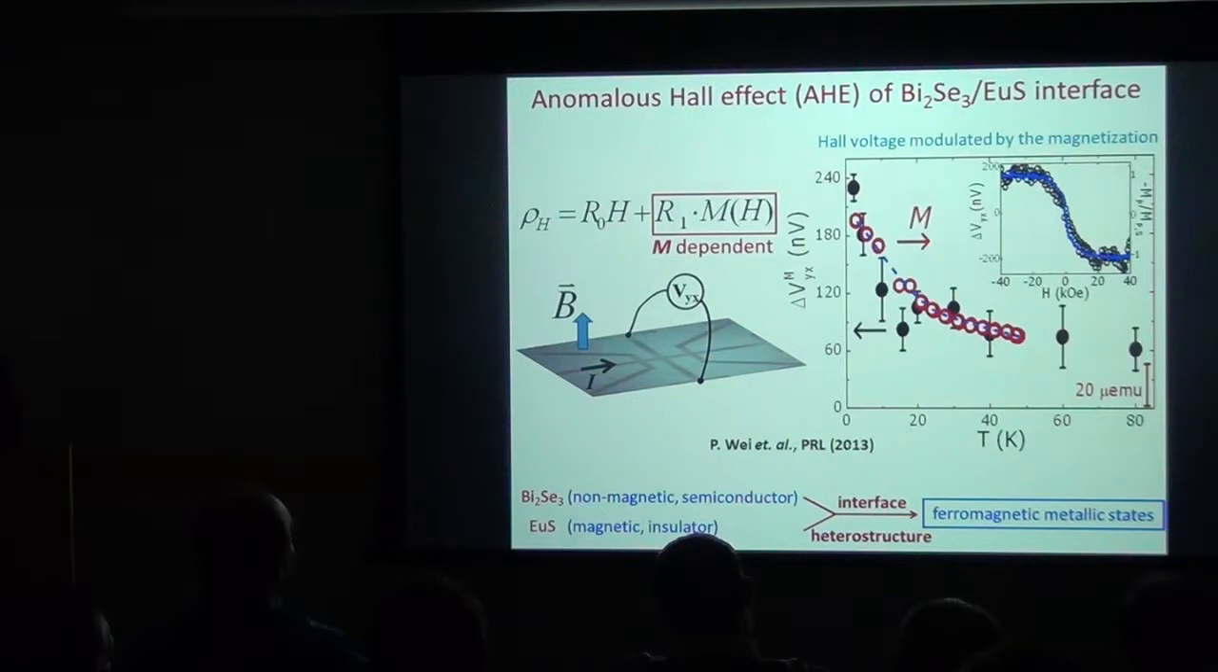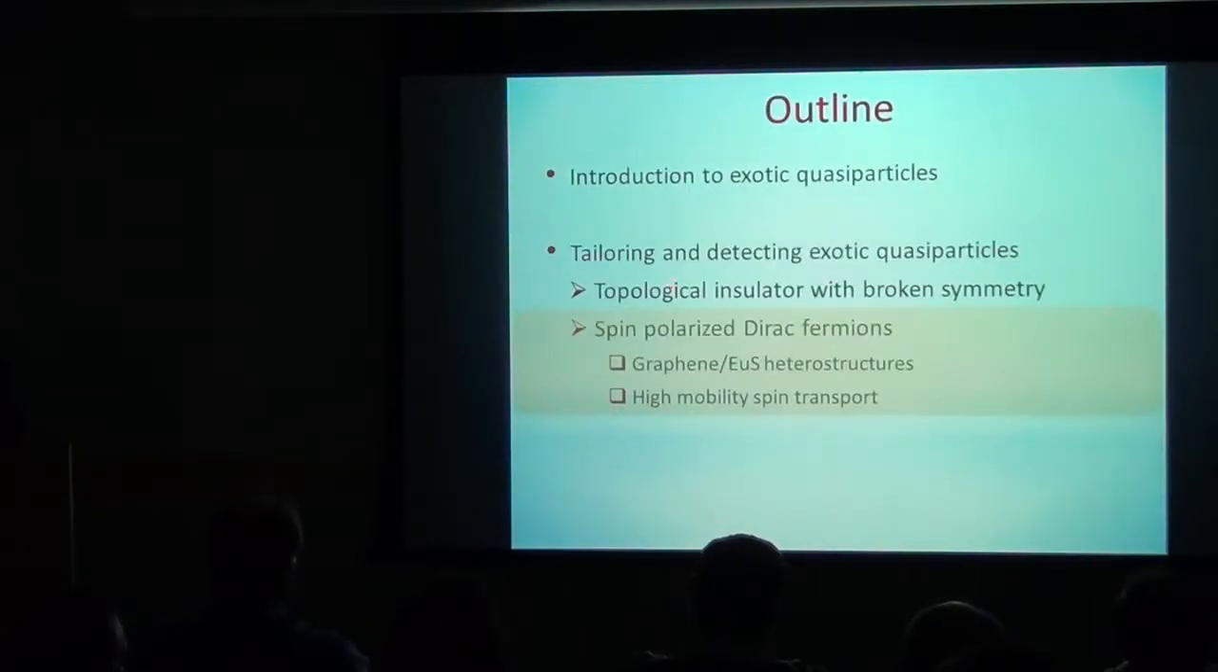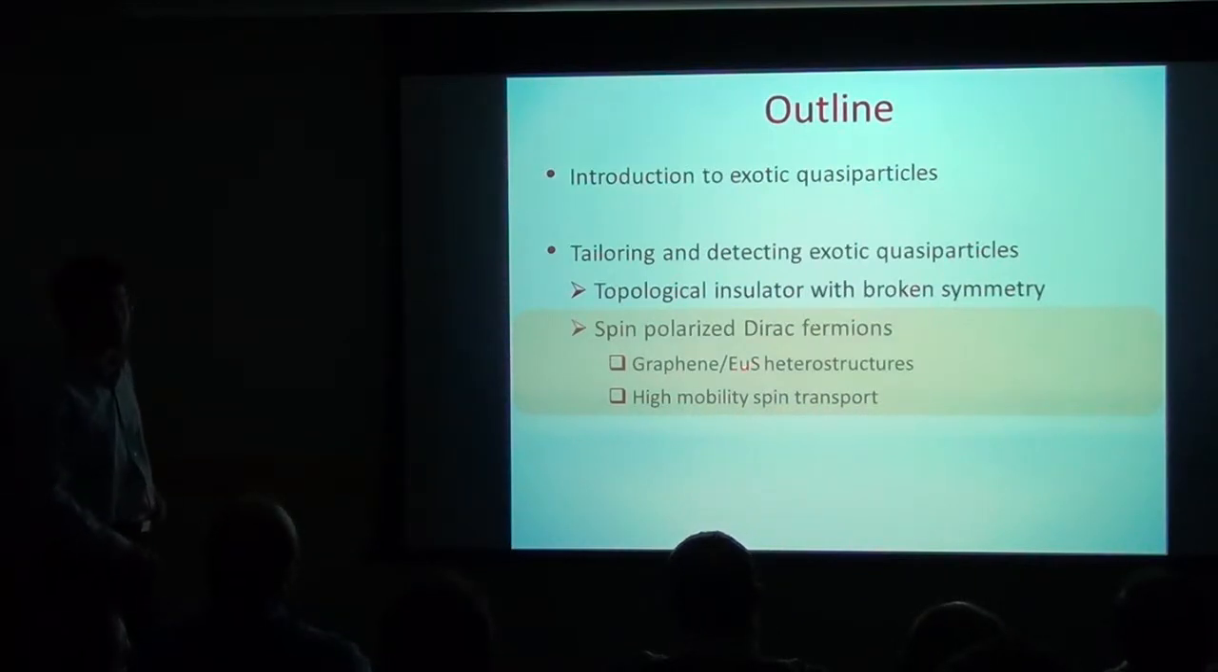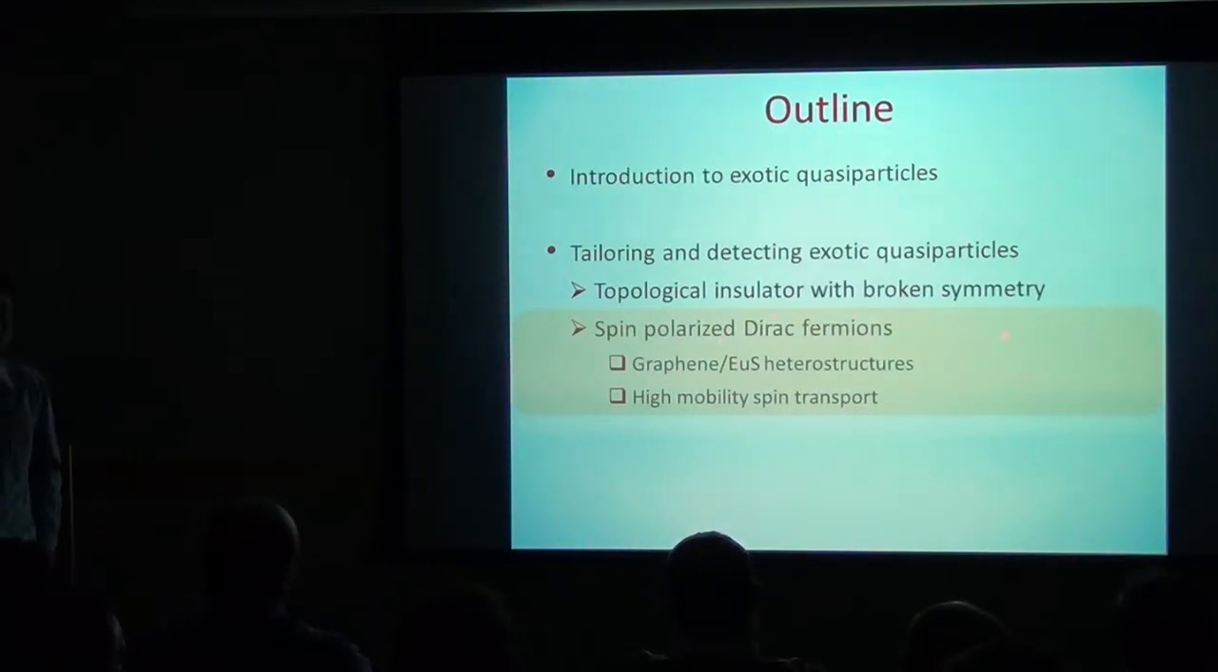In one word, in this system, we actually create a novel ferromagnetic metallic state. However, the ingredient we use is bismuth selenide, which is non-magnetic and a semiconductor. And we also use europium sulfide, which is magnetic and an insulator. However, if you put these two things together, you actually create a novel state. That state is a ferromagnetic metallic state. It combines the properties of both materials. So up to now, I've shown you how to induce broken time reversal symmetry in a topological insulator with europium sulfide.